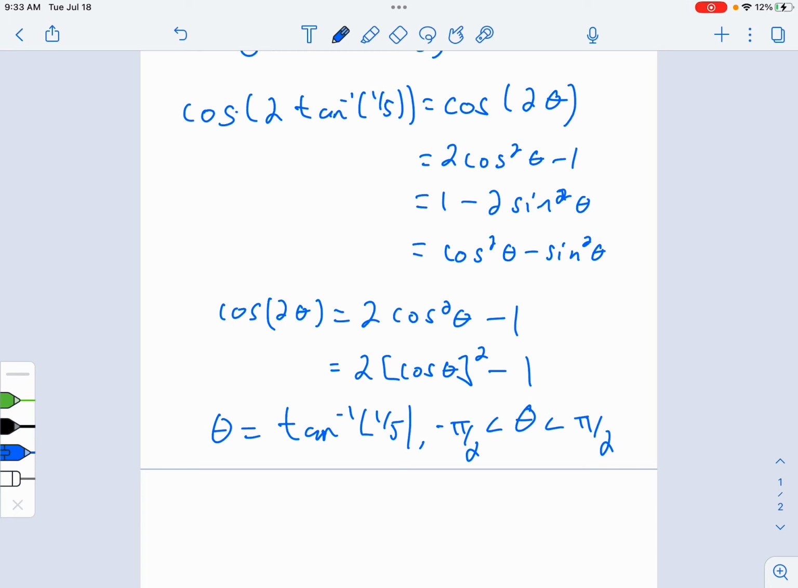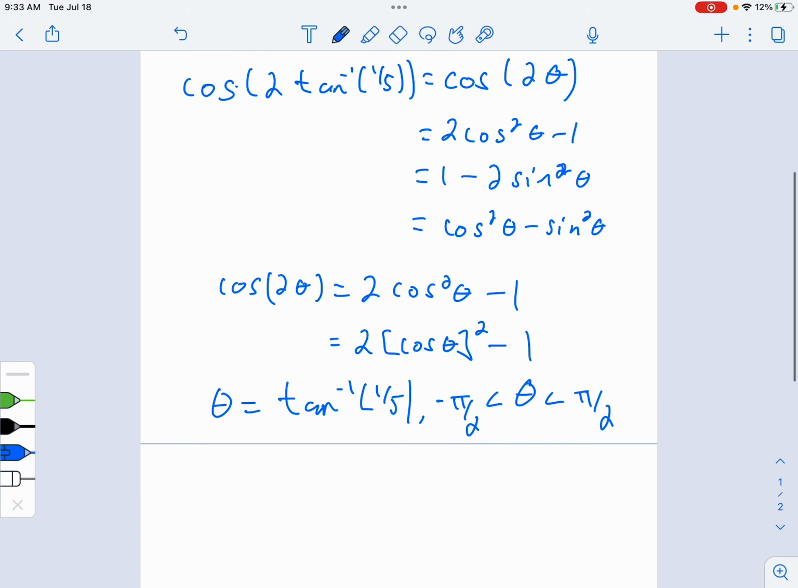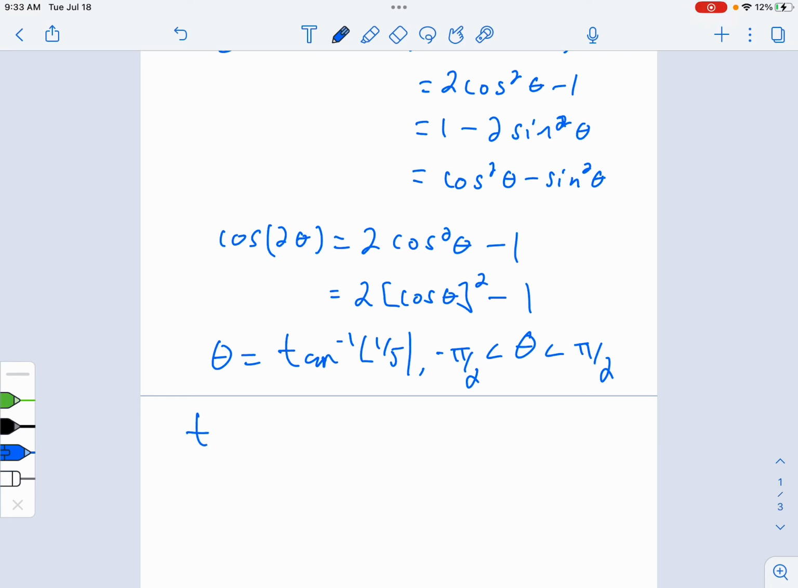Because tangent inverse of 1/5 is going to give you something positive, that means it has to be greater than 0. So if my range is between minus pi over 2 and pi over 2, or between minus 90 and 90 degrees, then it has to be between 0 and 90. And another way of writing this statement here is saying tangent of theta equals 1/5. Sometimes, before even going here, some people just find it beneficial to rewrite this expression as that. You can go from one to the other. Tangent theta does equal 1/5.